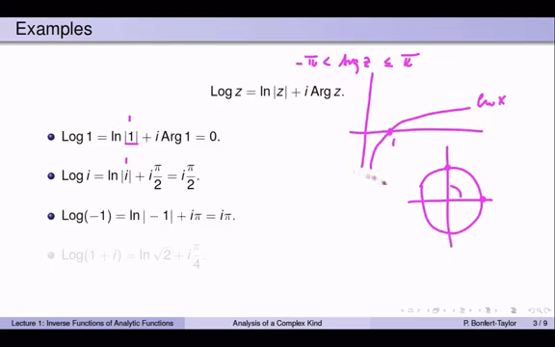How about the logarithm of negative 1? Again, the distance from the origin of negative 1 is 1. The natural logarithm of 1 is 0. The argument is pi. In other words, the logarithm of negative 1 is i pi.